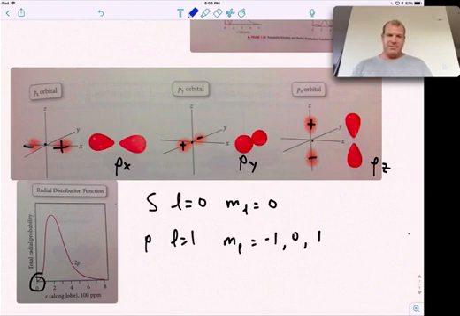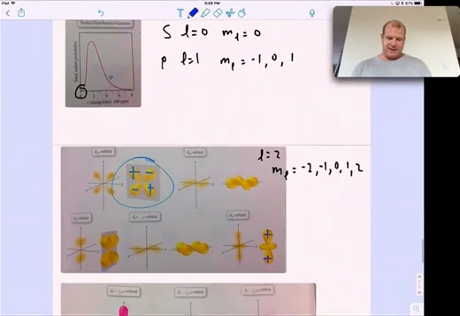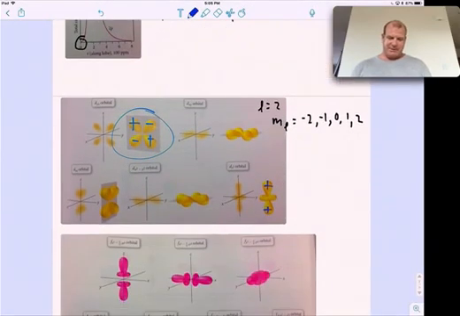Here are the three p electrons. With l equals 1, there are 3 m sub l's, and you have the 3 different ways. For these p's, they orient themselves along the axes, with a node at the origin. And so those are the shapes. And here are the d electrons. These are kind of fun.